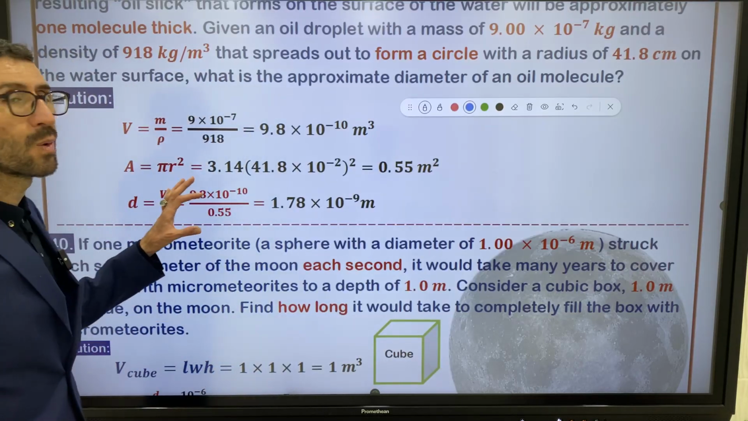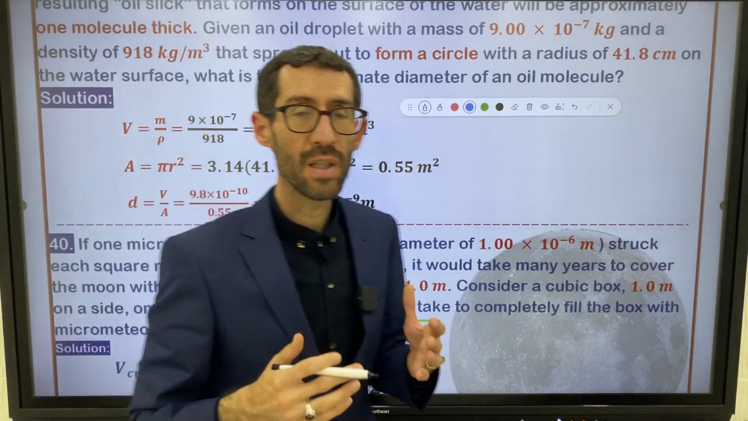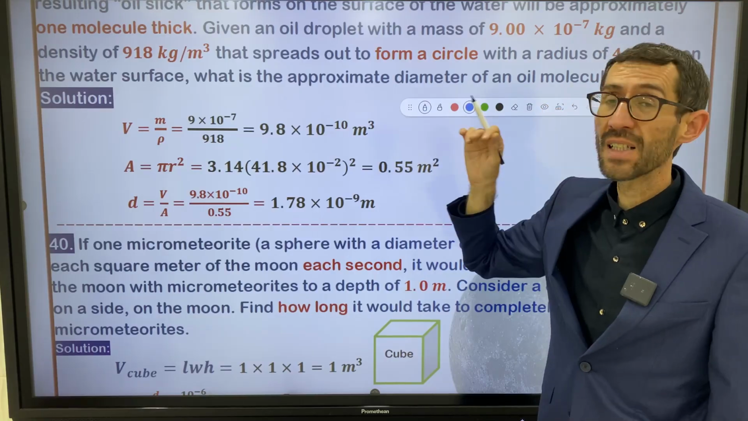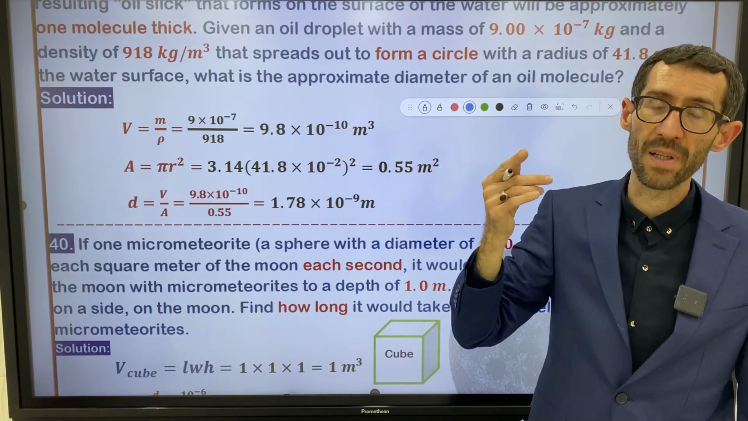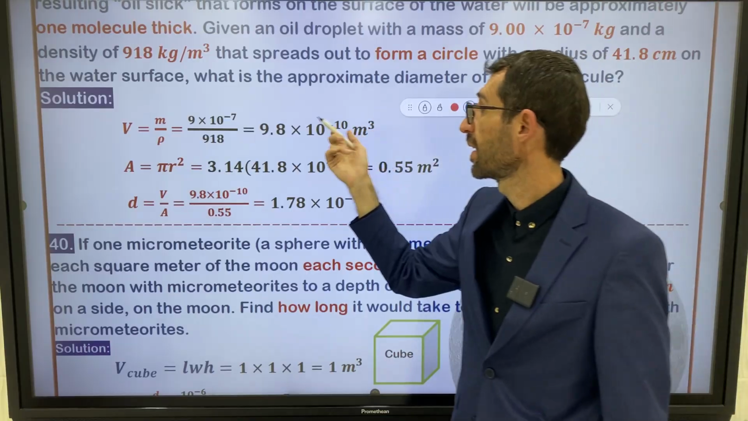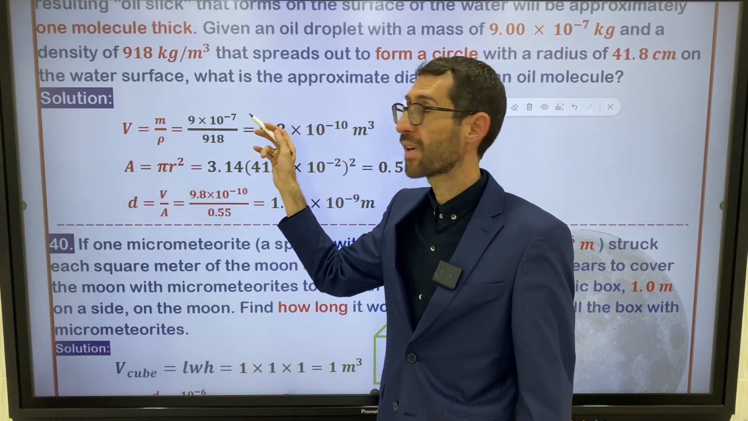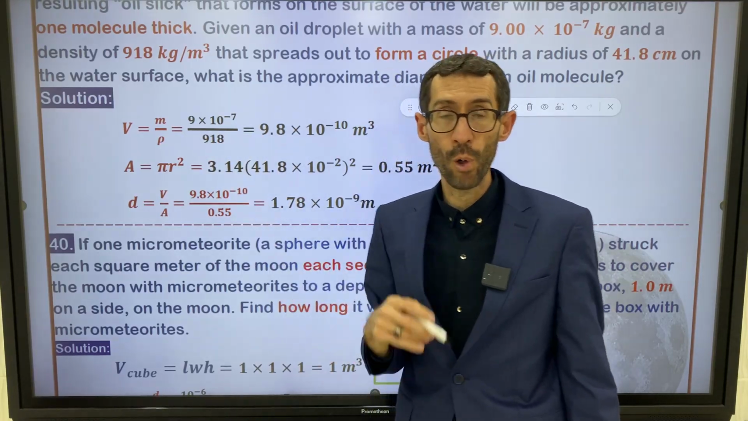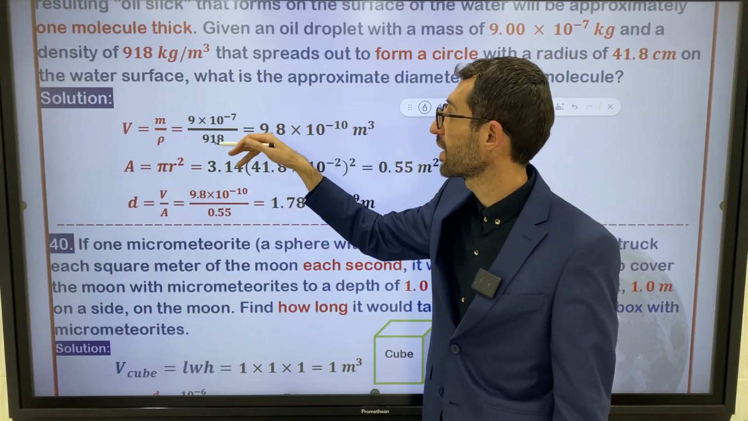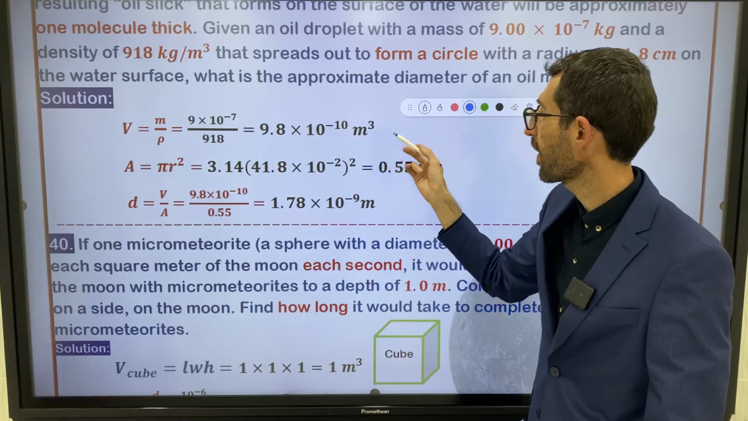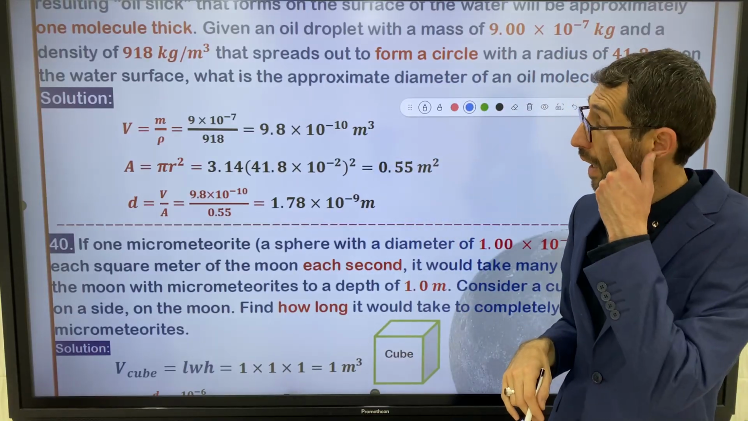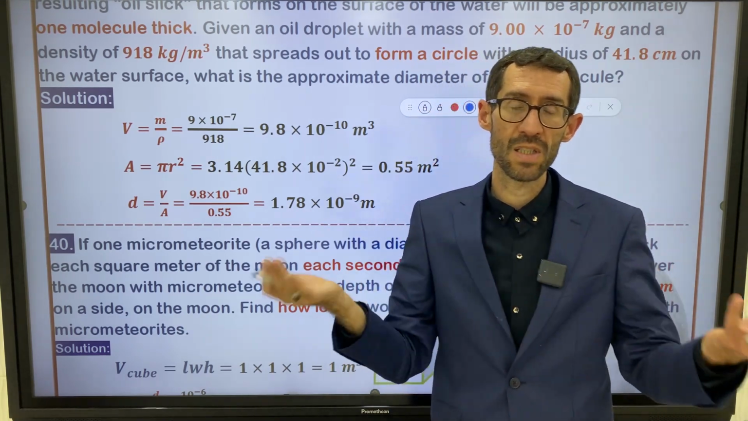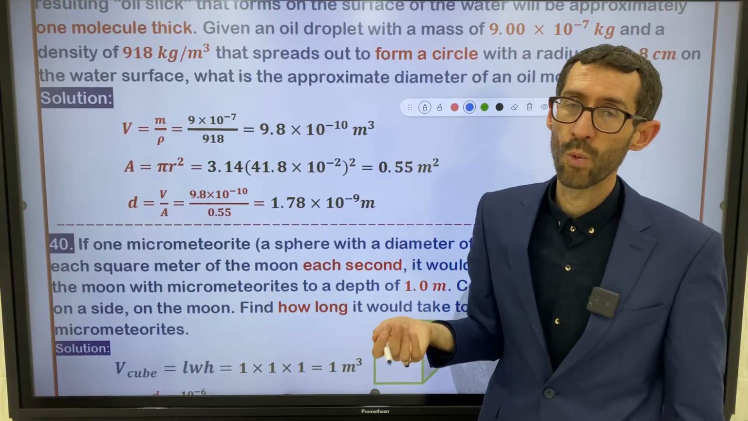So what's the solution? What shall you do whenever you encounter this question? Firstly, you think about the volume of one droplet. The question gave us some information: the mass of one droplet, and the density of oil. By dividing the mass of one droplet by the density, we find the volume of one droplet. After that, you have to find the surface area because the oil spreads above the water.